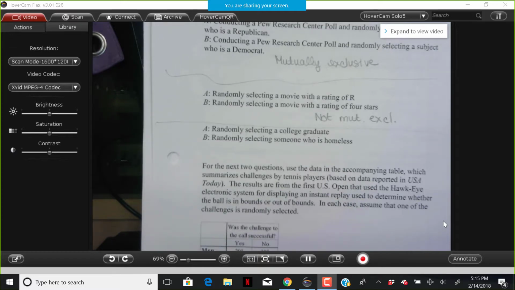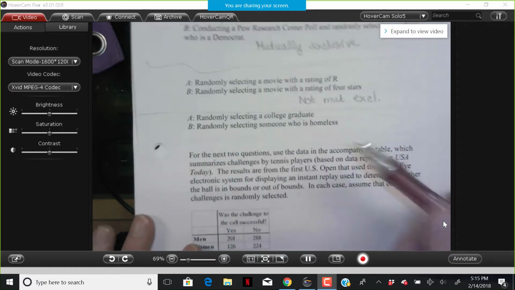But it could be. There are some movies about it. But there can be other circumstances where they don't make that decision, right? You can be homeless without making a decision to be homeless. So the question is, are they mutually exclusive? No, because you could have one person selected at random who's a college graduate and is homeless, right? So they're not mutually exclusive.